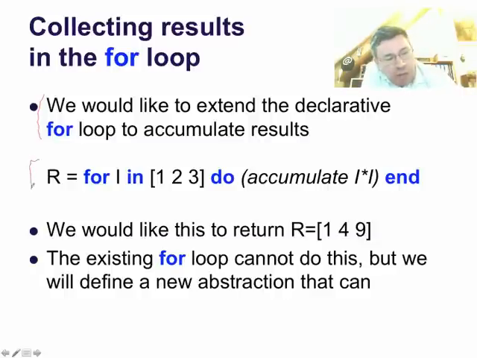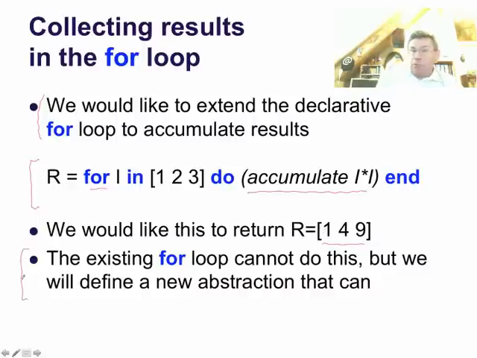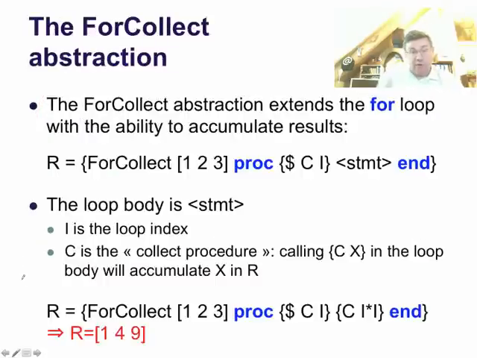So, for example, we would like to do something like this. For I in 1, 2, 3, we would like to accumulate I times I. So create an output list which contains this I times I, so 1 times 1, 2 times 2, 3 times 3, 1, 4, 9. So the existing for loop cannot do this, but we will define a new abstraction, for collect, that can do it. And the for collect abstraction, therefore, extends the for loop with the ability to accumulate results.